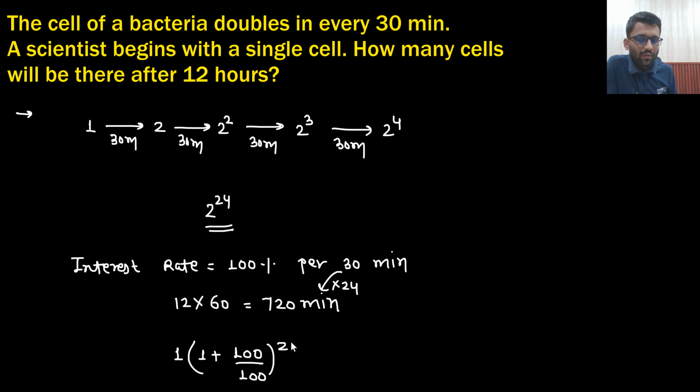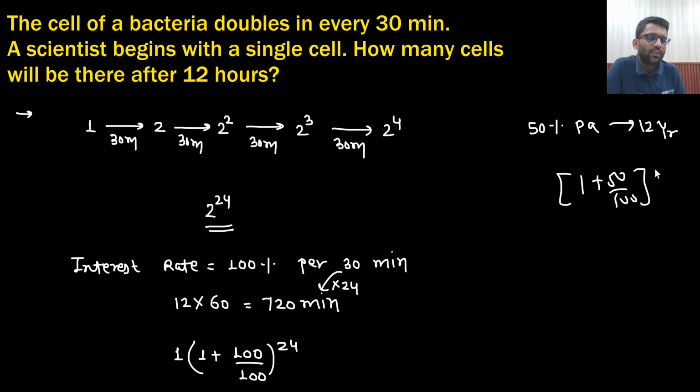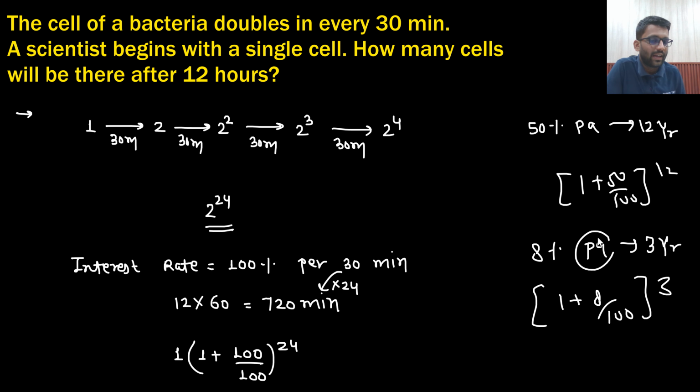So power 24. If we say 50% per annum and take it for 12 years, then we do 1 plus 50 by 100 to the power 12. 8% per annum for 3 years: 1 plus 8 by 100 to the power 3. Per annum means it is defined for 1 year, so for 3 years you put power 3. Here, from 30 minutes to 720 you are going, so you put power 24. So you will get 2 to the power 24. This could be the other method.